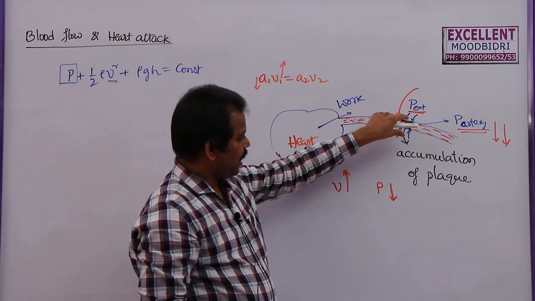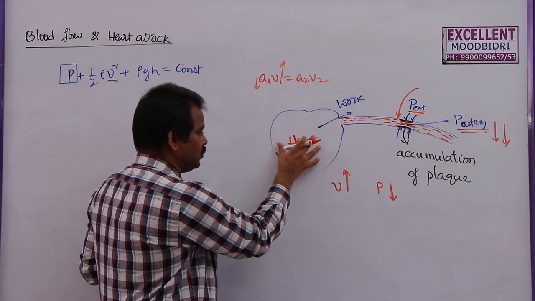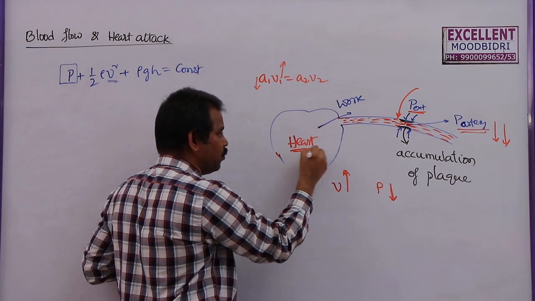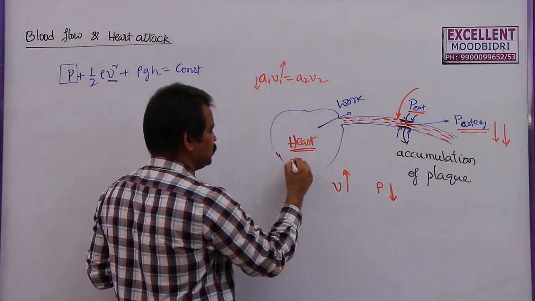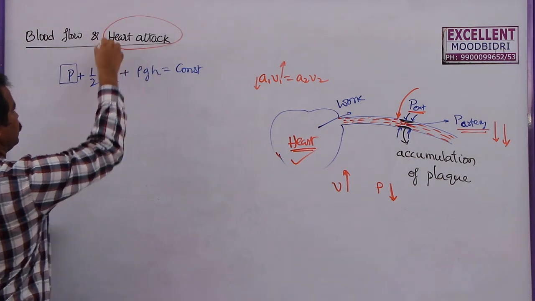Due to repeated collapsing, the heart will try to pump more and more blood. That means it will do more and more work to send this blood through this constriction. Due to this, the heart may stop one day, and that we call a heart attack.